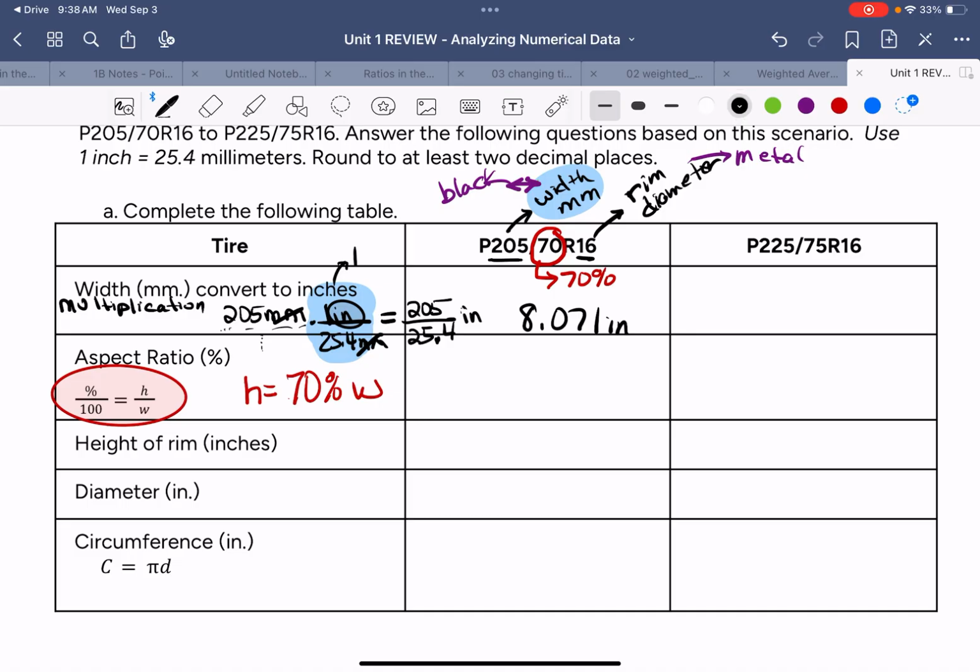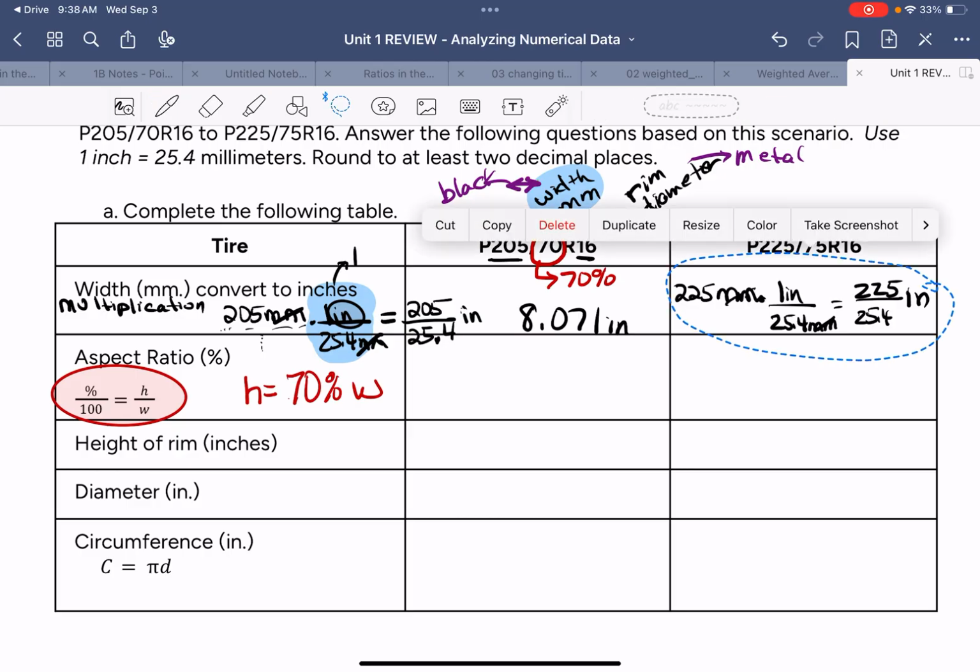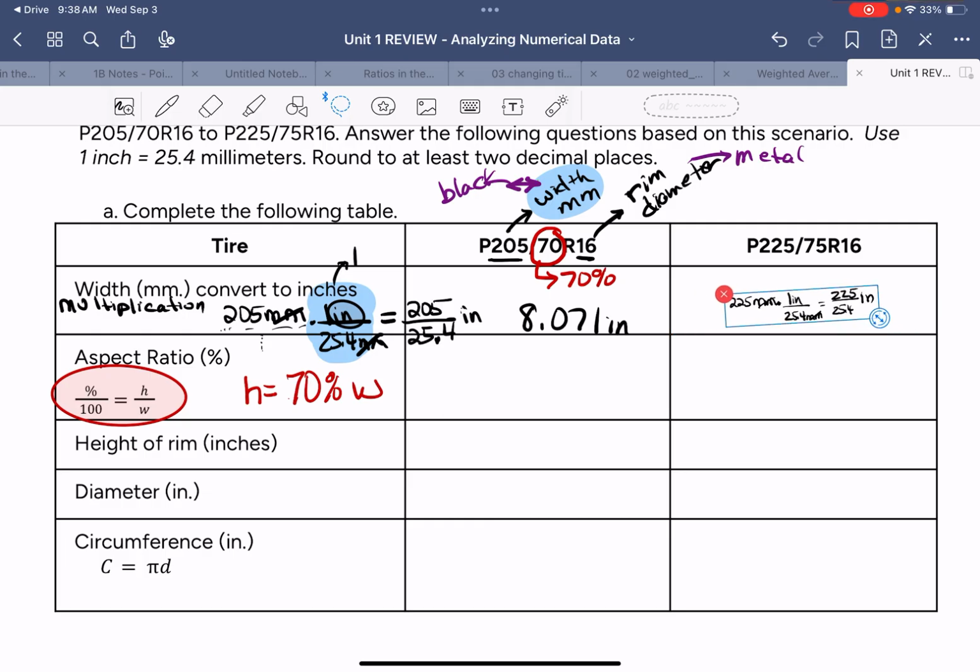Okay? So here I'm going to take 225 millimeters times 1 inch is 25.4 millimeters. That gives me 225 over 25.4 inches because my millimeters cancel. I get to make that smaller. Sorry that you can't make yours smaller.